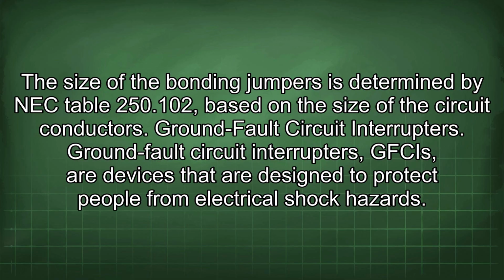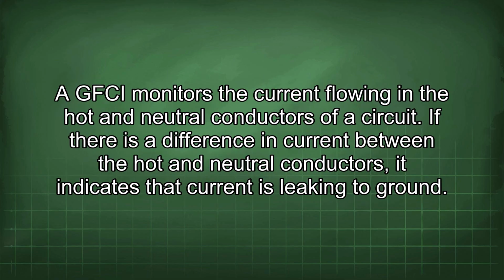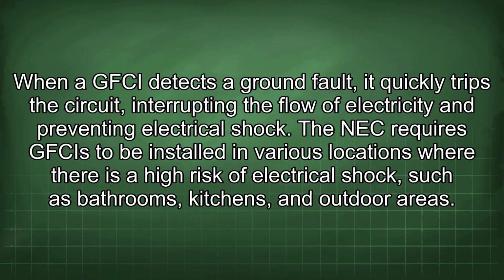Ground fault circuit interrupters. Ground fault circuit interrupters, GFCIs, are devices that are designed to protect people from electrical shock hazards. A GFCI monitors the current flowing in the hot and neutral conductors of a circuit. If there is a difference in current between the hot and neutral conductors, it indicates that current is leaking to ground. When a GFCI detects a ground fault, it quickly trips the circuit, interrupting the flow of electricity and preventing electrical shock.